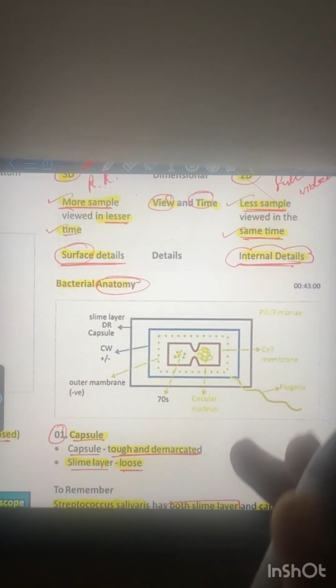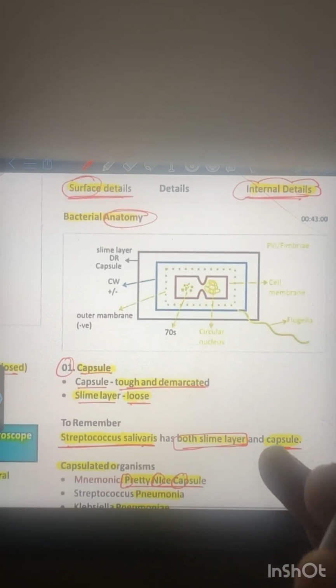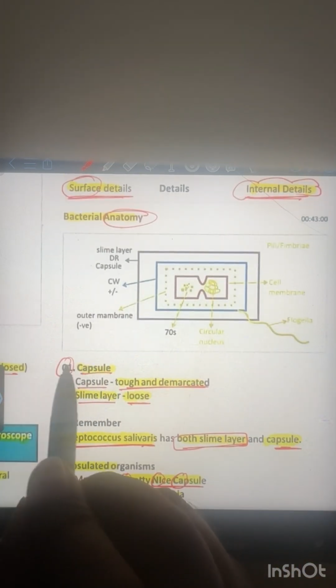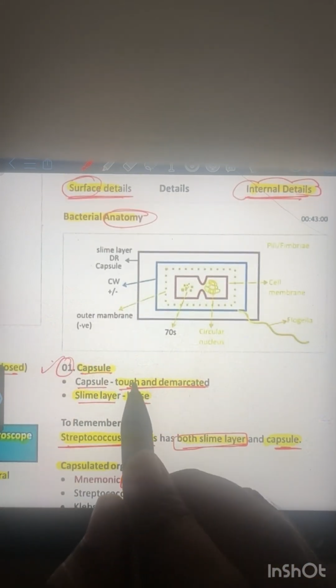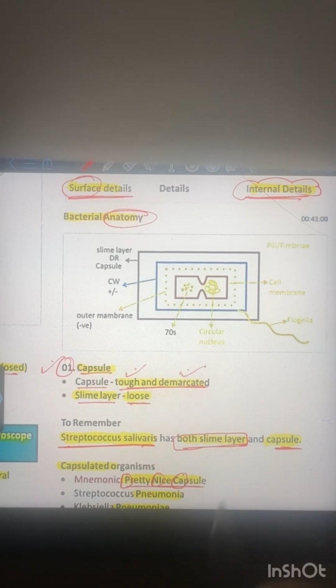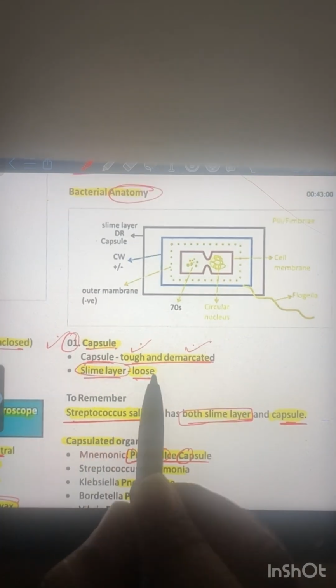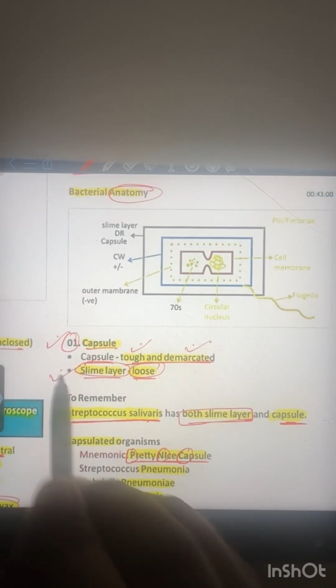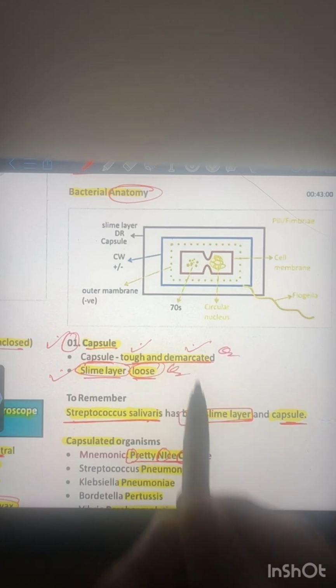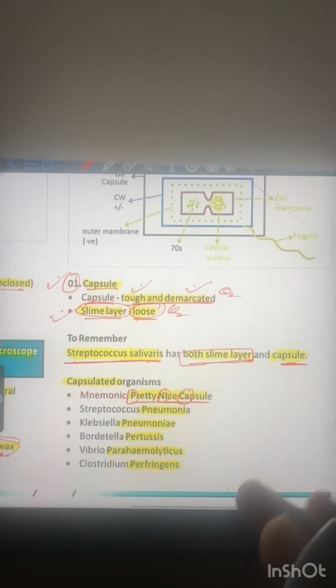Other bacteria might have a looser version of a capsule, and that is a slime layer. So either a slime layer or a capsule. If you ask me the difference between the two, remember, capsule is more rigid and more well demarcated, whereas slime layer, on the other hand, is very loose. Either of the two will be present. But is there any bacteria which has both capsule as well as slime layer? Yes, Streptococcus salivarius has both a capsule as well as a slime layer.